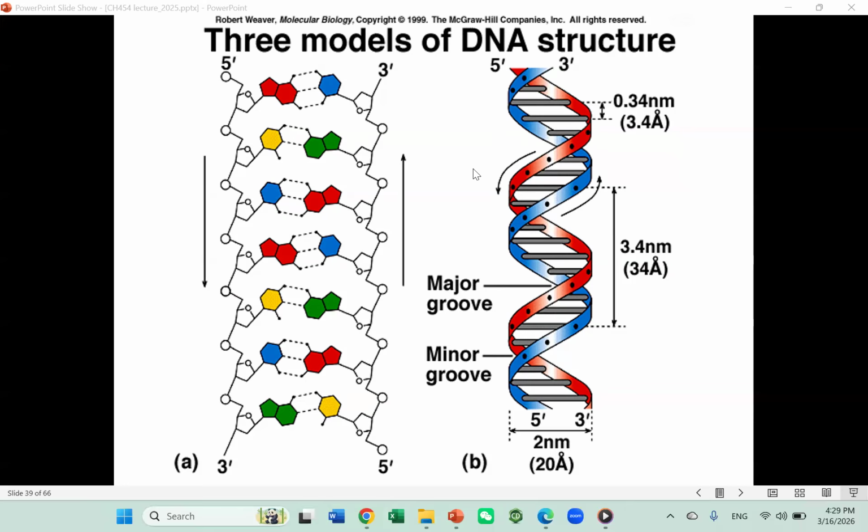Here I will stop for maybe half a minute to let you record some important numbers. The first number is the diameter of B DNA; later I'll talk about A DNA. The diameter of DNA is about 20 angstrom, also 2 nanometers.